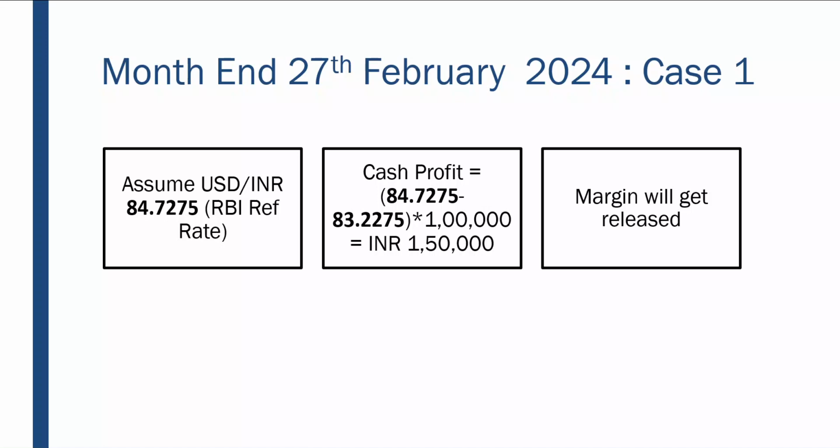Absolutely. Because today the dollar I have bought, I bought at 83.2275 and the dollar is trading at 84.2275. So if the actual transaction has to happen, he is going to buy the dollar at 84.725 and give me the dollar at 83.225. So he's going to lose money, I'm going to make money, isn't it? So he says, let's not go into that hassle. Let's just settle it in cash.